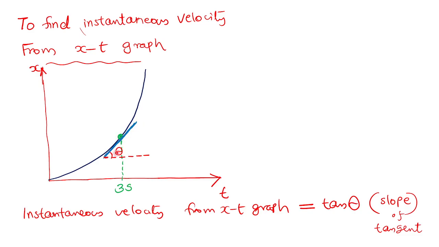That tangent will be making some angle with the horizontal direction, the positive direction of the x-axis. Let it be theta. Tan of theta is also called the slope of the tangent. That tan theta represents the velocity at that point. So the method is clear. There is no numerical question, but please understand the theory.